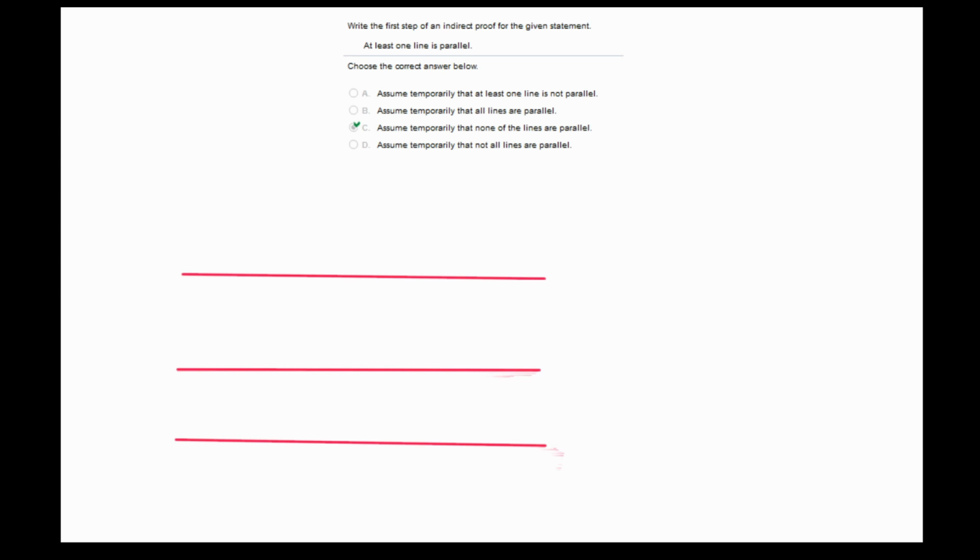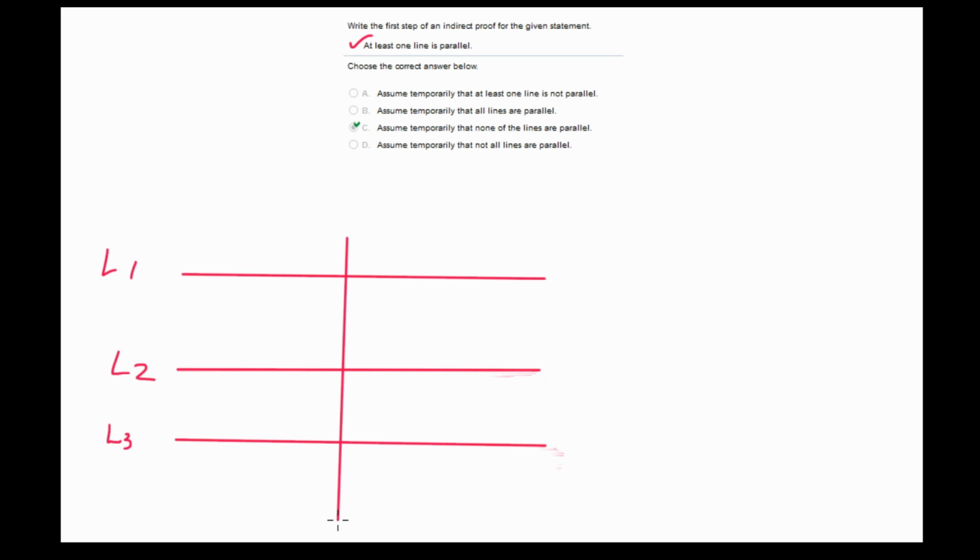How would I write a contradiction there? Well, I want to assume that none of the lines are parallel, and then my task is to show that at least one of the lines is parallel to another line, and that will create that contradiction for me, right? At least one line is parallel means if I have line 1, line 2, and line 3, I can say assume temporarily that none of these lines are parallel, and then I'm going to show that they are in fact parallel.